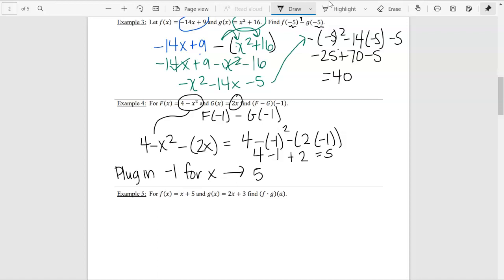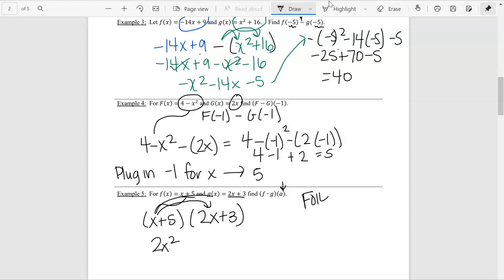Okay, so you can work these problems on your calculator. You can work the ones you have a number for, but since this one has an A, we can't work this one on the calculator. So they're saying take x plus 5 and multiply it by 2x plus 3. Okay, so you're going to use FOIL. So first term times the first term. So x times 2x would be 2x squared.